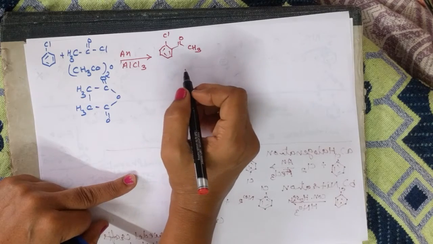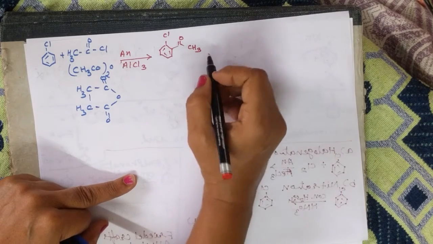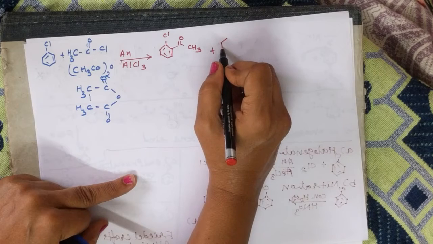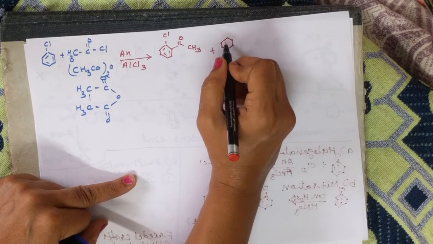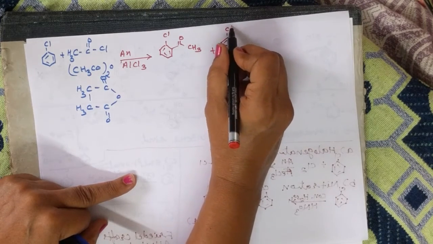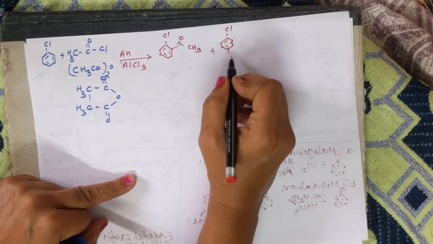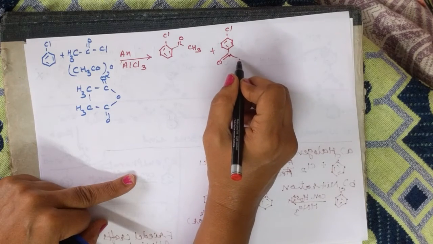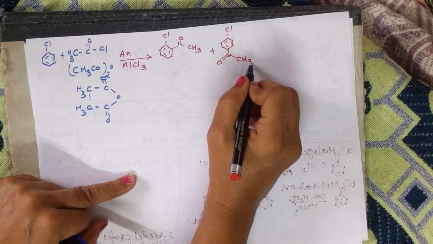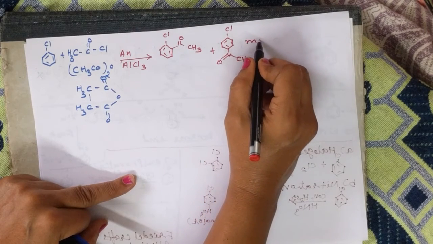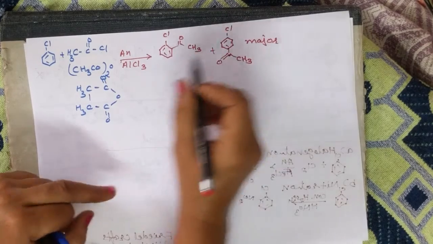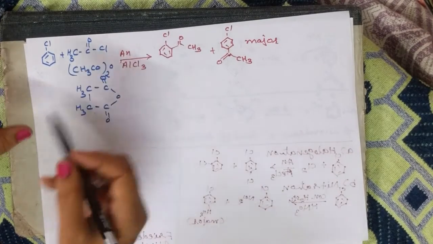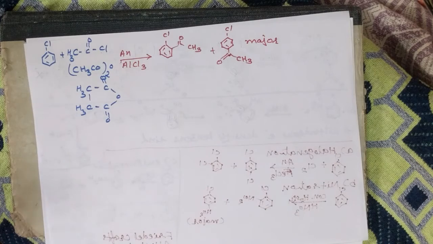So this 2-chloroacetophenone is your minor product and the major product is 4-chloroacetophenone. It is your major product. So students, you can see how much the reactant plays an important role in reactions or conversions.